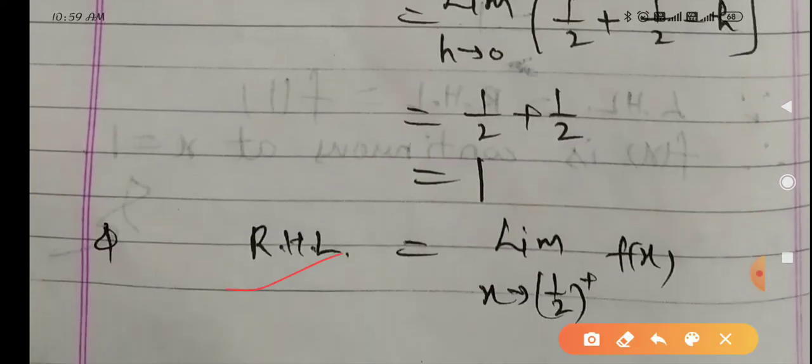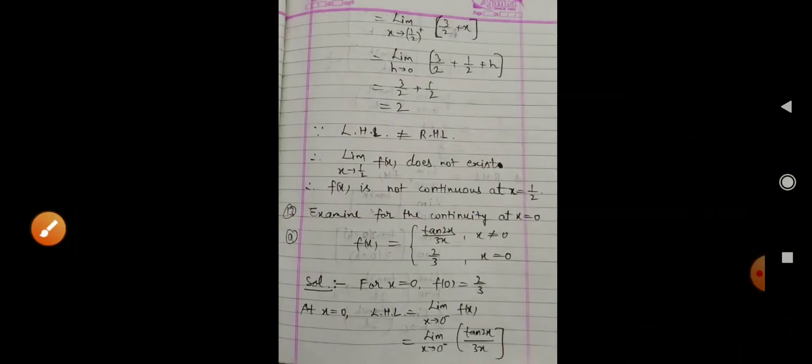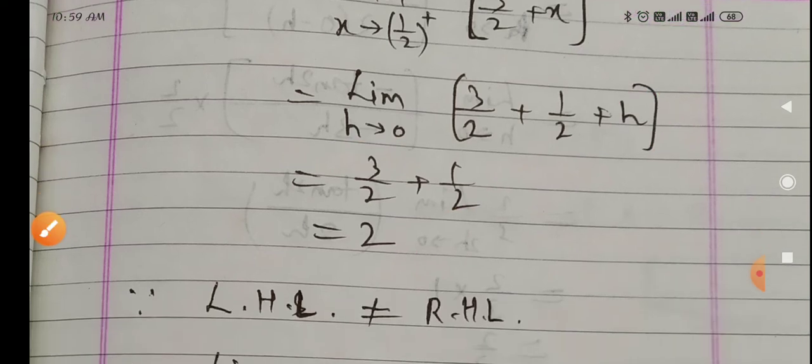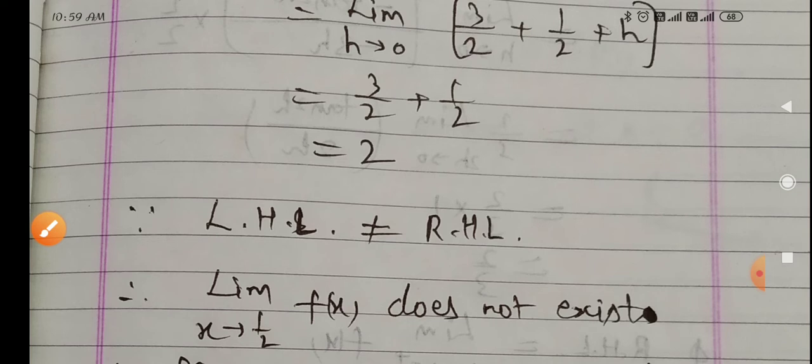Now RHL also we will check. RHL: limit x tends to 1 upon 2 plus f(x). Now the function will be taken 3 upon 2 plus x in this case, because for this function x is greater than 1 upon 2. So in 3 upon 2 plus x, in place of x, 1 upon 2 plus h you have to put, with h tends to 0. Now when you put the value of h as 0, then 3 upon 2 plus 1 upon 2 will remain. Answer is coming 2.